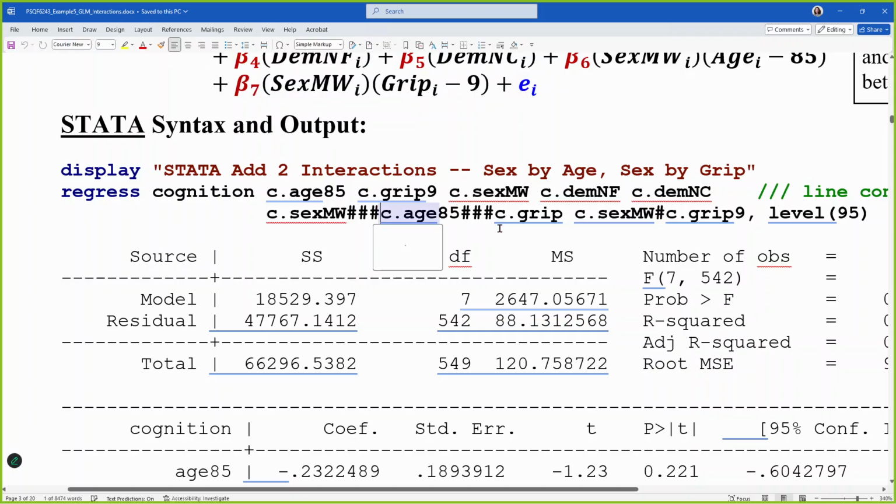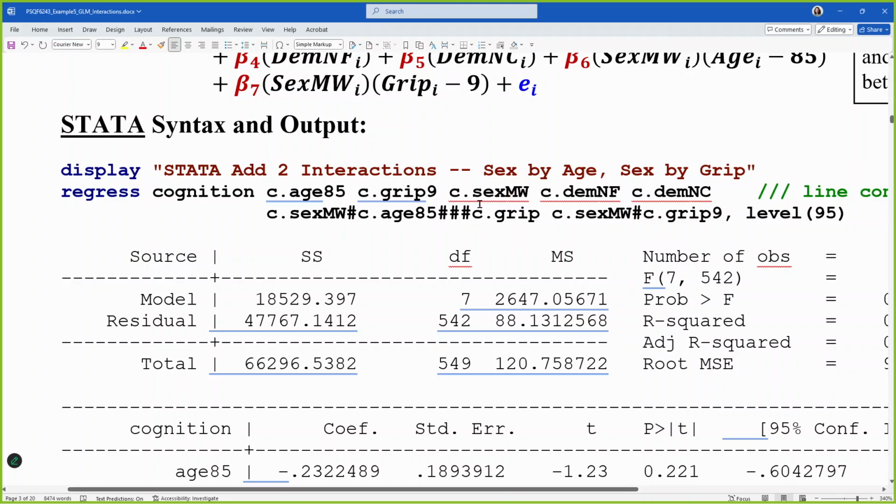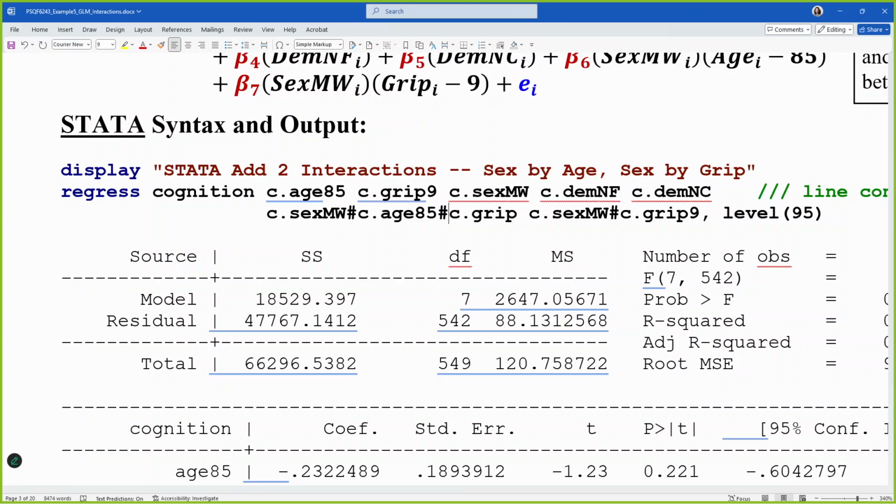And it looks like I have my code from last time here that I was playing with edits. Do you remember what the multiple hashtags do? It fits the lower order terms that are implied by that interaction. So if you have two hashtags, that means fit both the main effects and the two-way interaction. I don't have to have that because I've already listed out everything here.